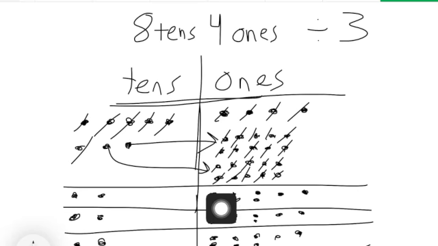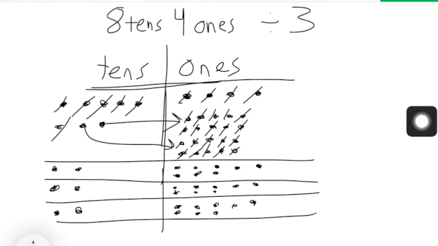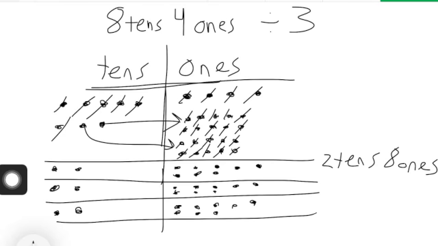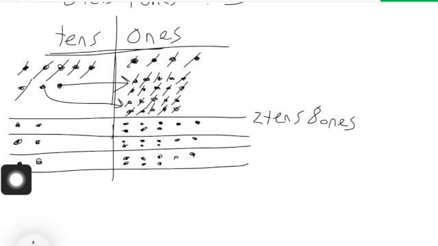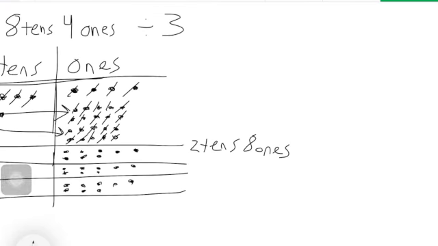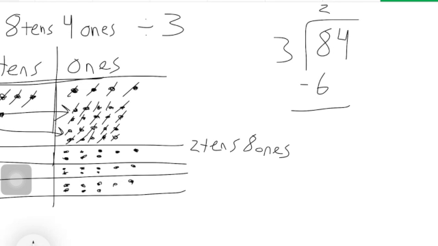We're left with two tens and eight ones. Two tens, eight ones, which is the same as saying what? 28, right? But let's look at our standard division algorithm to really make sure we got the right answer. So 84 divided by 3. Well, we said eight tens. We'll split up with two tens here.